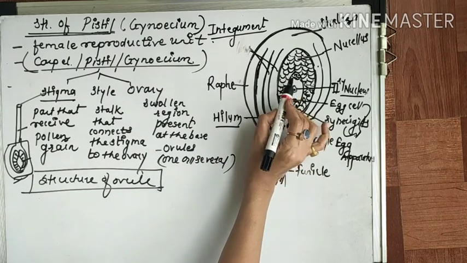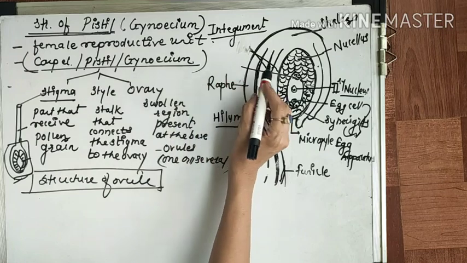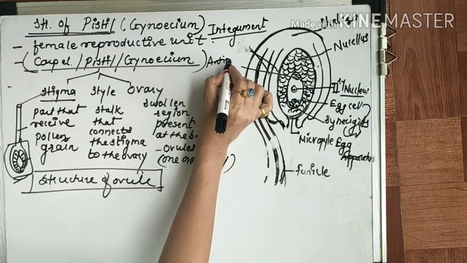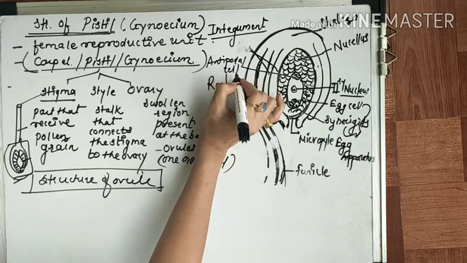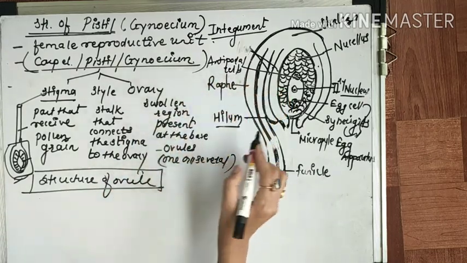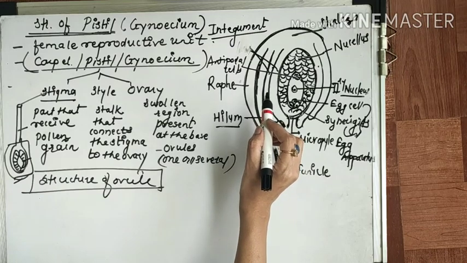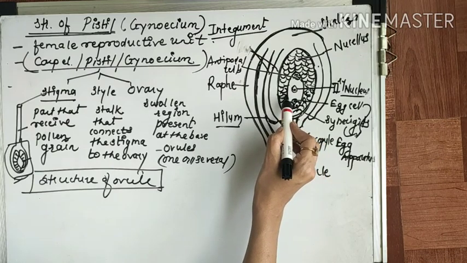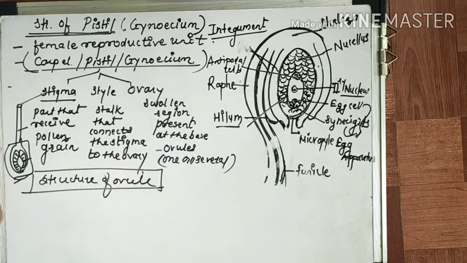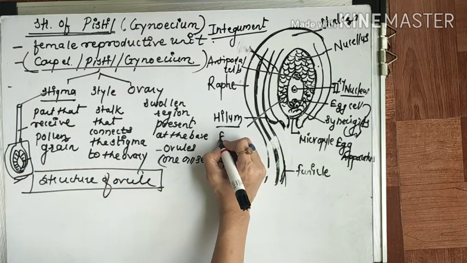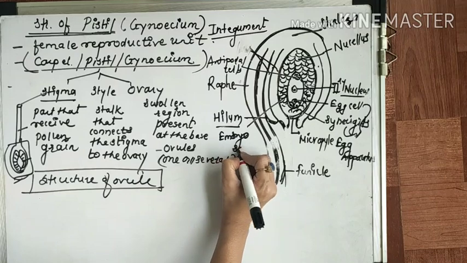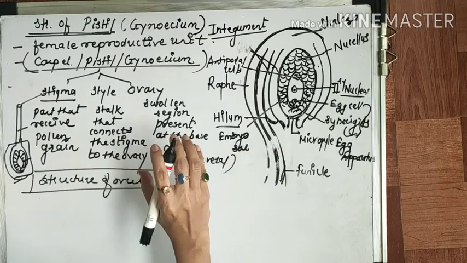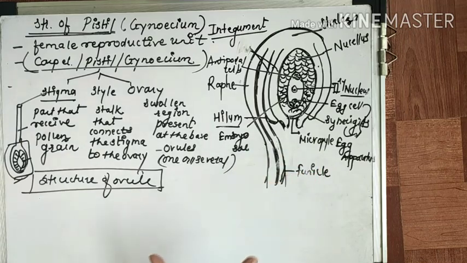Here you can see that is called antipodal cell, and this is called embryo sac. This is actually overall the structure of ovule. Okay, now we will start what exactly it is.